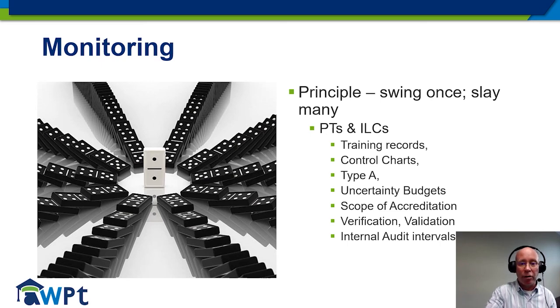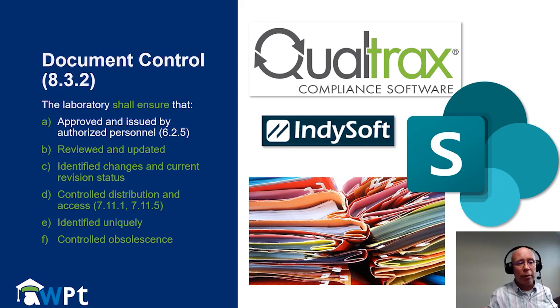If they're doing verifications and validations, that's one way. And then internal audits and adjusting intervals accordingly. Now, document control is the next one. And this is where software like Qualtrics comes in very nicely, where they have revisioning control and they have authorizations, and it's available on your cell phone. All kinds of fun stuff that these EQMSs make available to you.